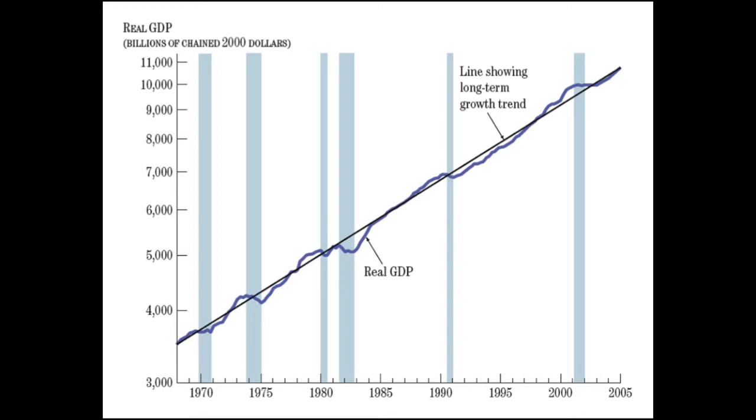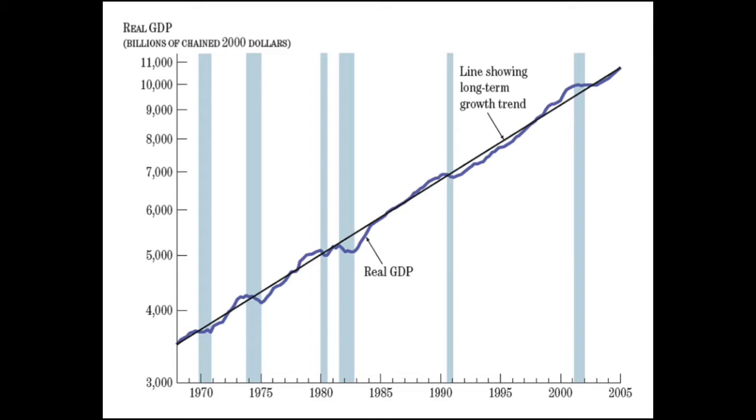A closer look shows that the value of goods and services produced in the US economy almost tripled in value over the last 35 years. During this period, the United States economy grew by 3% per year.